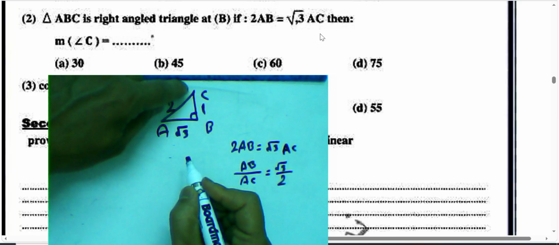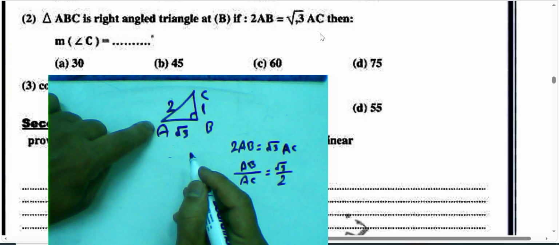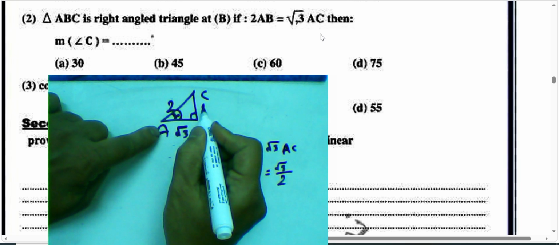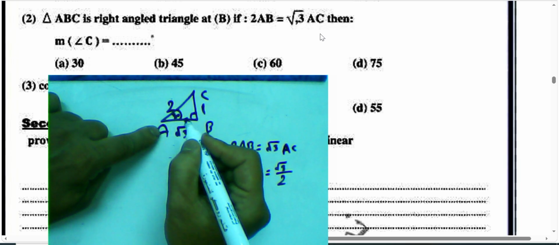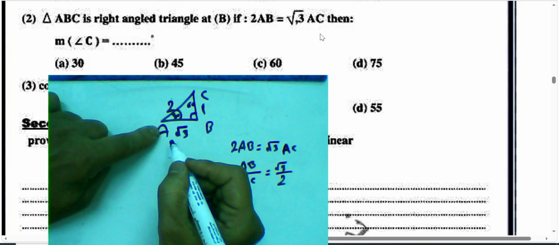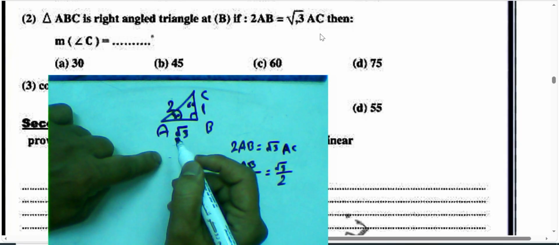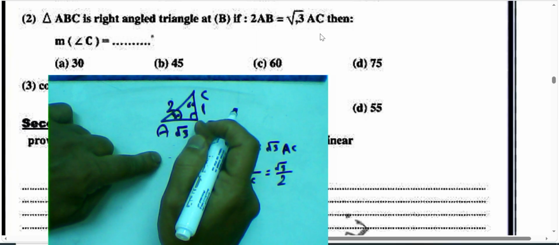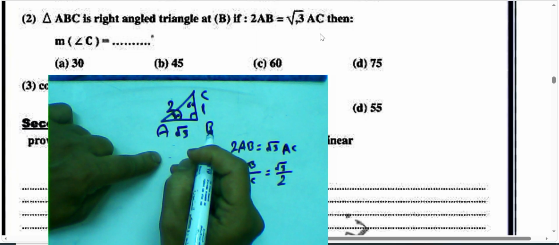Then the side length here will be 2. Then the measure of angle A will be 30 because the opposite side will be half of the hypotenuse. Then angle C is 60. He wants to find the measure of angle C. C will be 60 degrees. Okay, why? Because we have 1 and 2. How can we find the side length here? We can find BC from the Pythagorean theorem.